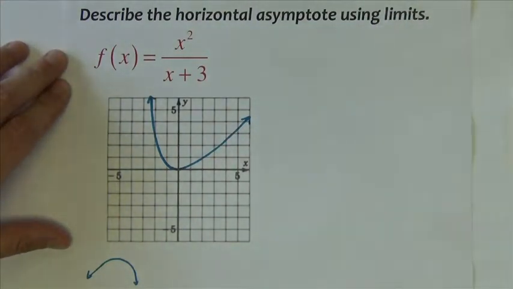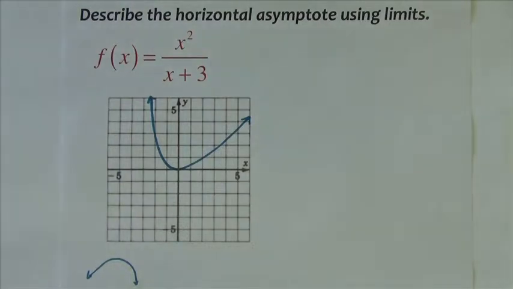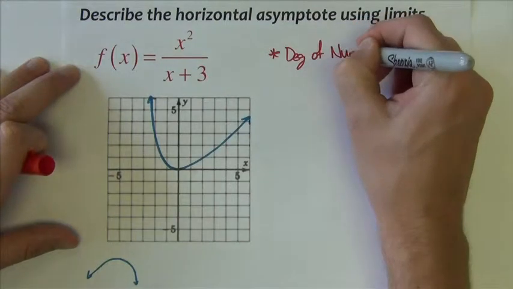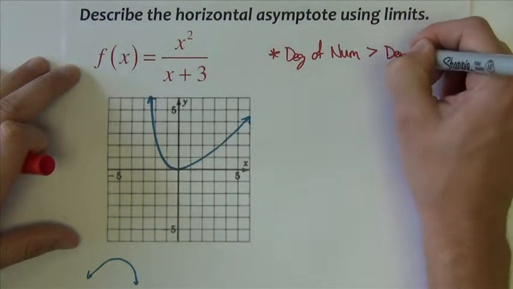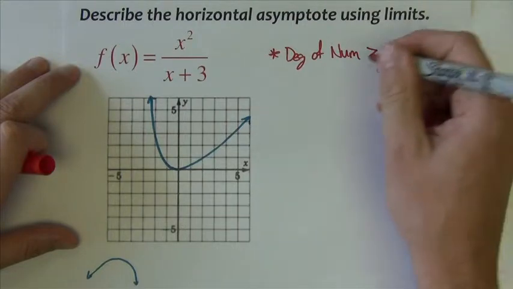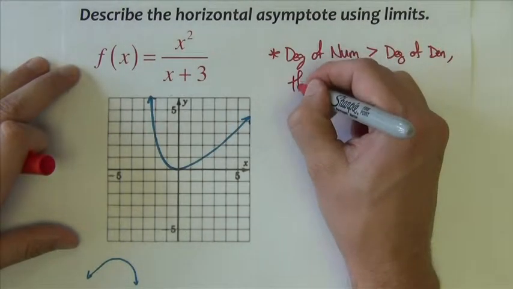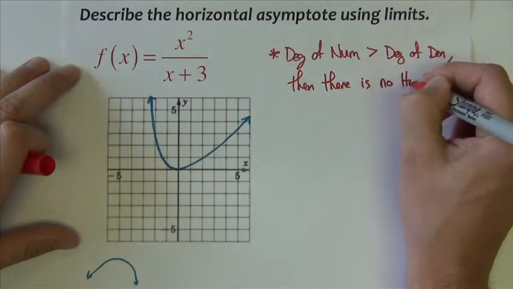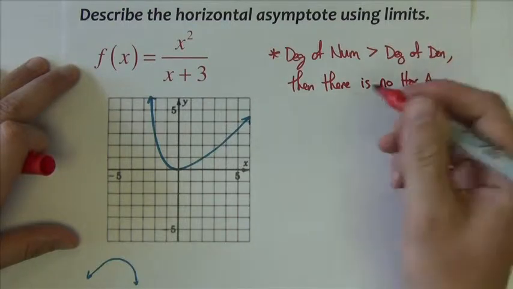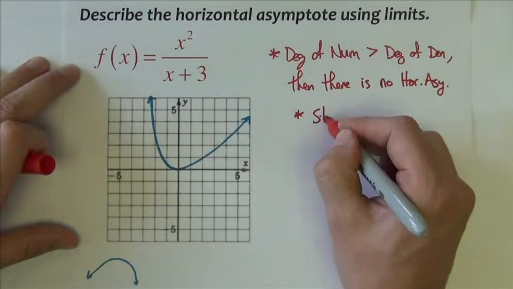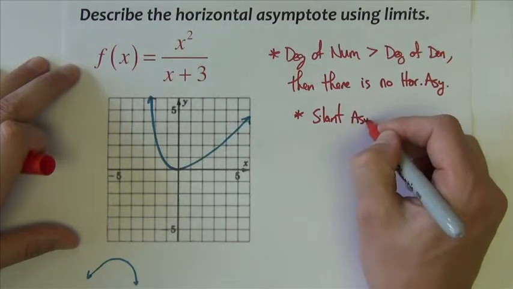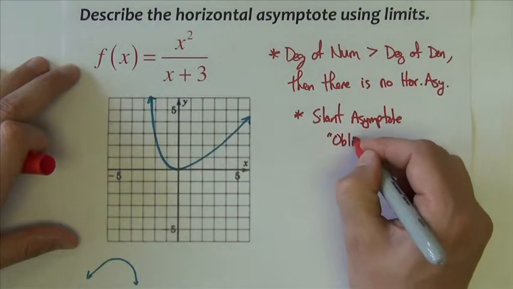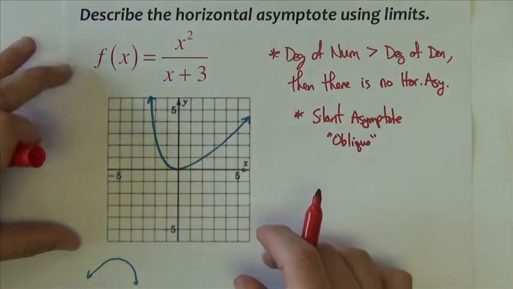Let's kind of go over the rule for horizontal asymptotes on this particular one. When the degree of the numerator is bigger than the degree of the denominator, then there is no horizontal asymptote. In fact, there's what we call a slant asymptote. Slant, or you see this too, an oblique asymptote.